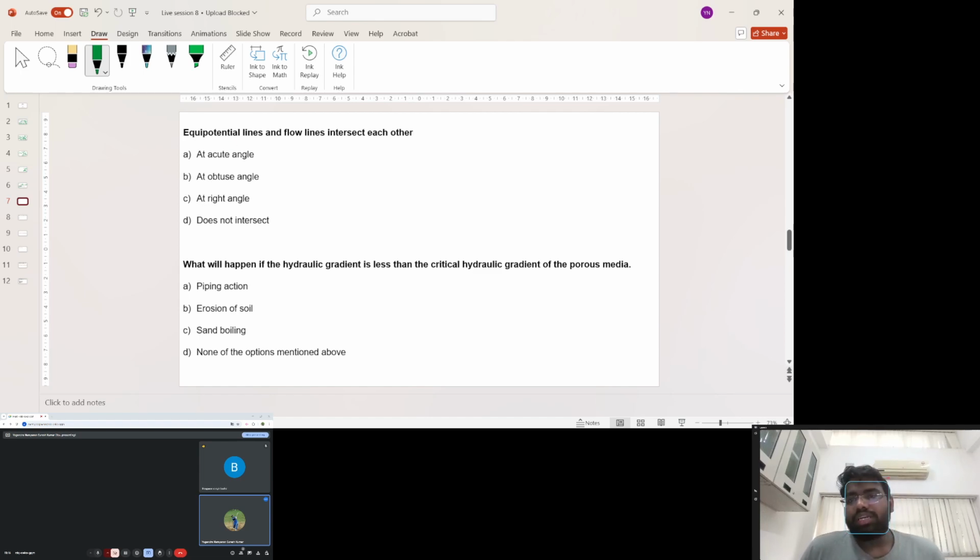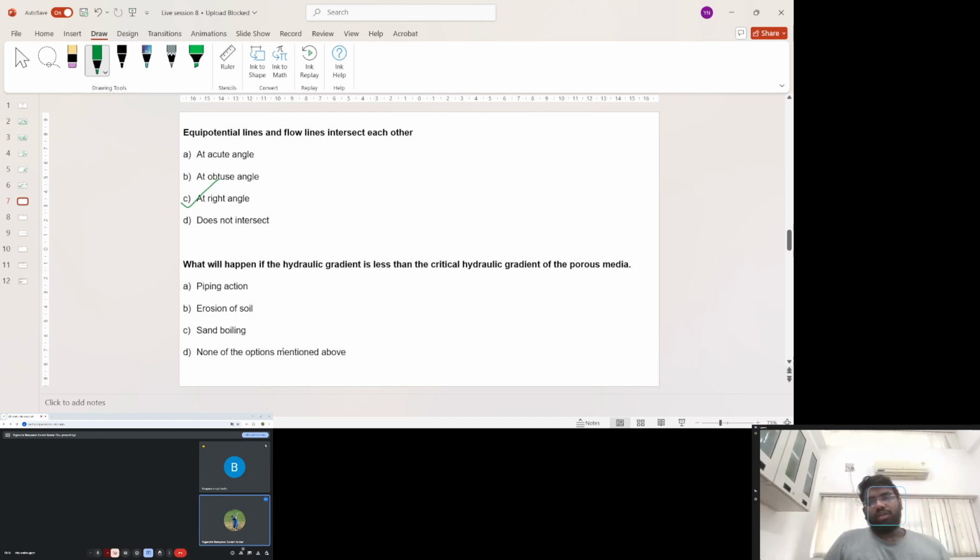So equipotential lines and flow lines intersect each other at right angles. So obviously we have seen earlier on 2 or 3 occasions that equipotential lines and flow lines intersect each other orthogonally, right? So coming to the next question, what will happen if the existing hydraulic gradient is less than the critical hydraulic gradient of the porous media?